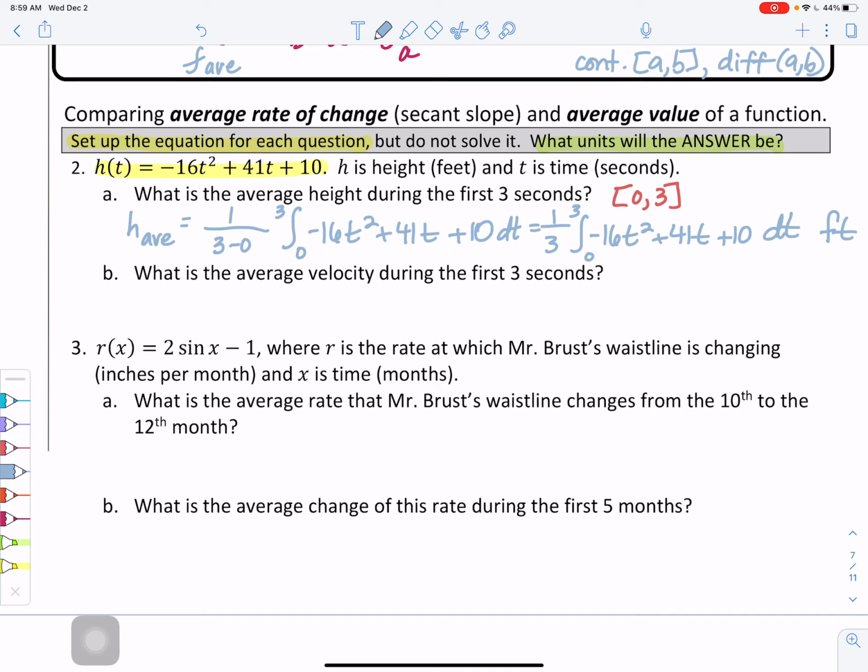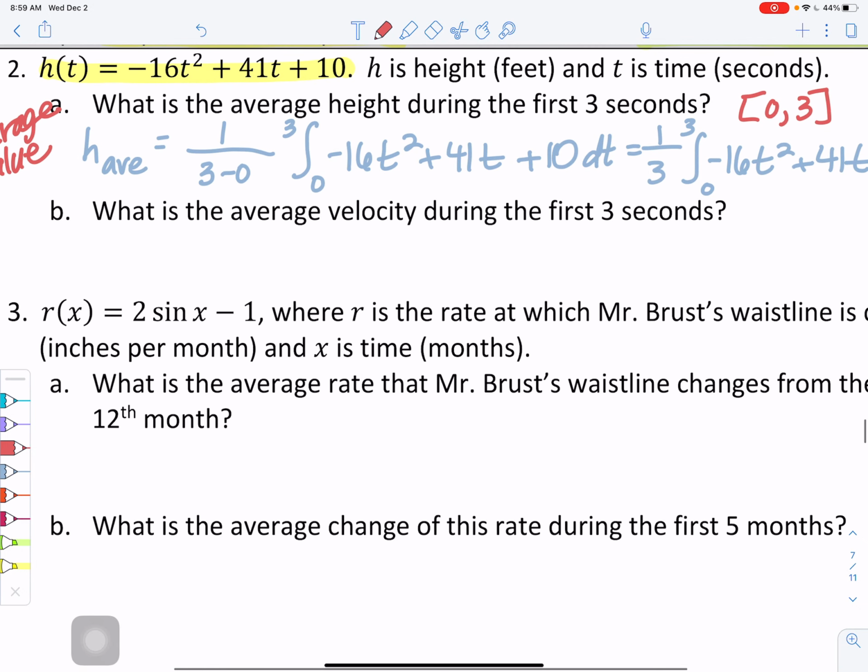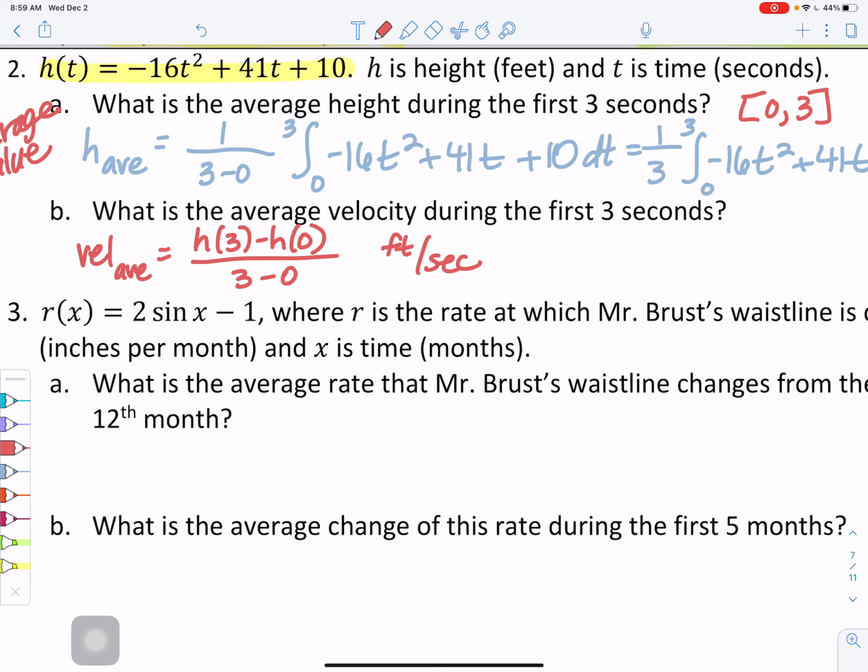Okay, how about the average velocity, right? Average height is an average value. Anytime you're asked about the average value, that's f average. But average velocity is different. That's equal to h of 3 minus h of 0 over 3 minus 0. And we're just setting that up. And those units would be feet per second.